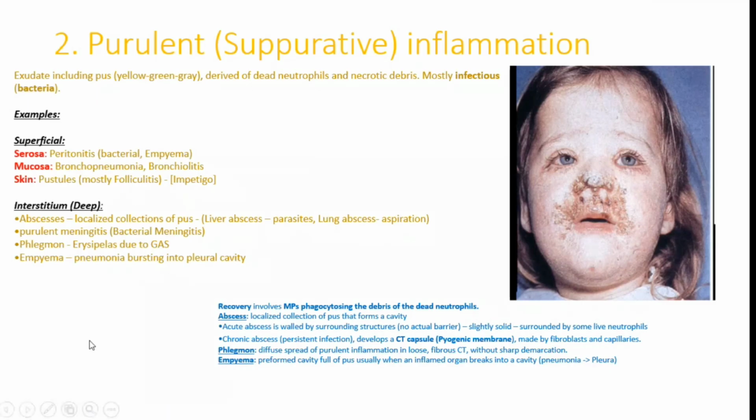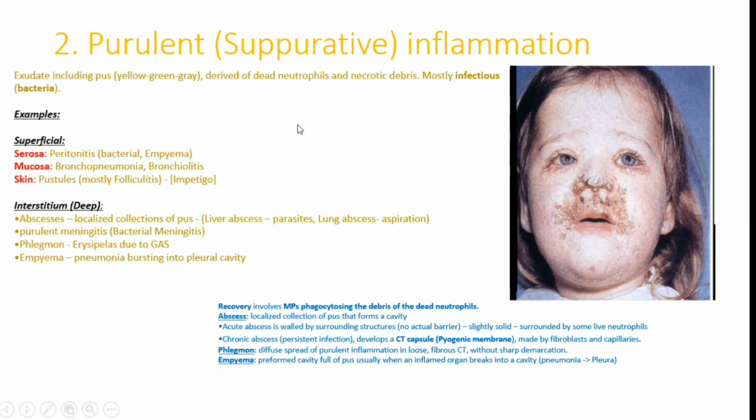Right. So next is purulent or suppurative inflammation or exudate. You can call it either, because the type of inflammation is basically defined by the type of exudate in the case of acute inflammation. Hence, you can call it either purulent inflammation or purulent exudate.